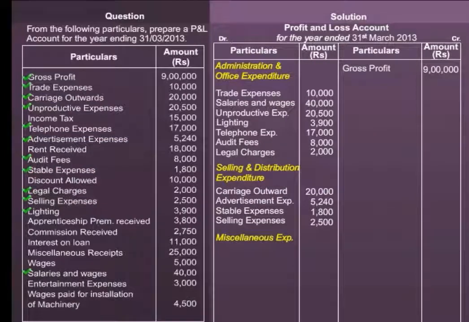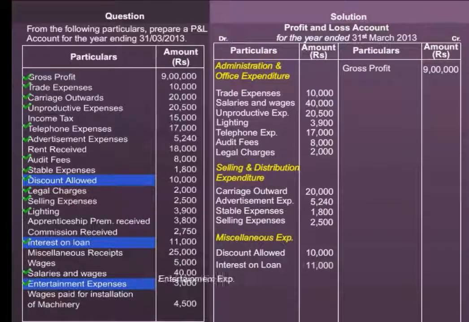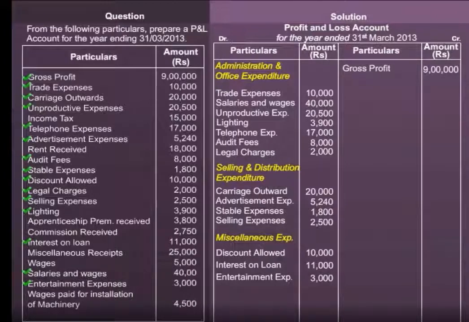The next expense head is miscellaneous expenditure. Items such as discount allowed, interest on loan and so on are categorized under this head and are shown here in the P&L account. Now, let's move on the credit side of the account.